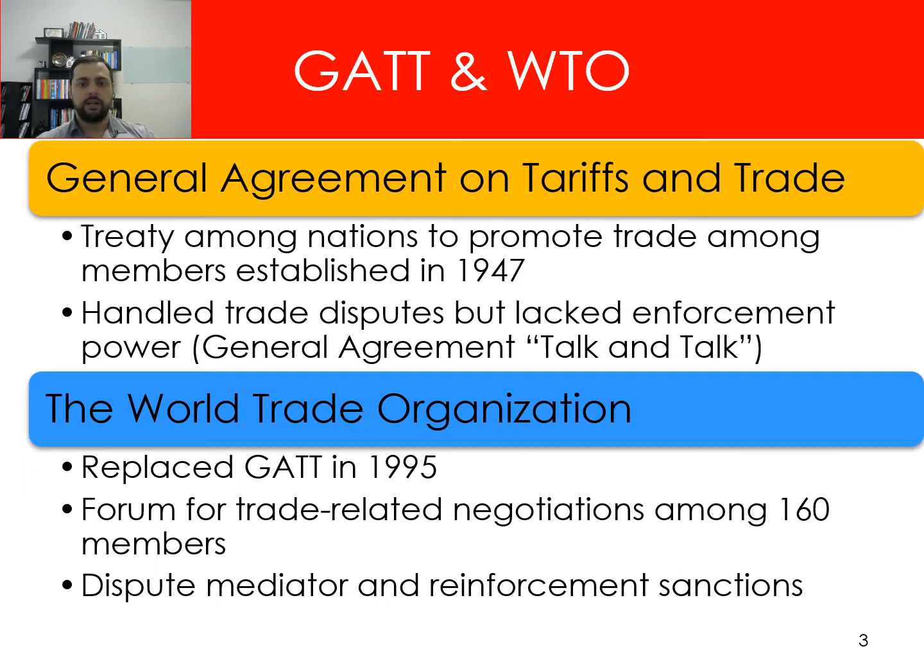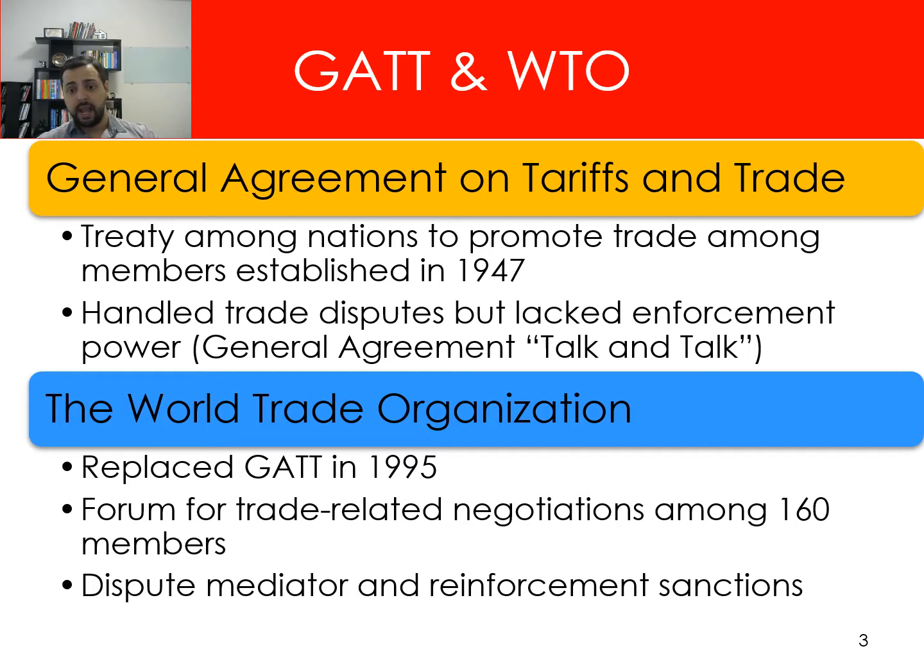Let's start explaining the role of the GATT and the World Trade Organization. At the end of the Second World War, many countries in the world enrolled in the General Agreement on Tariffs and Trade. The assumption behind this agreement is to improve trade between countries, and the assumption is that this will make it possible to reduce the risk of a new war in the world.